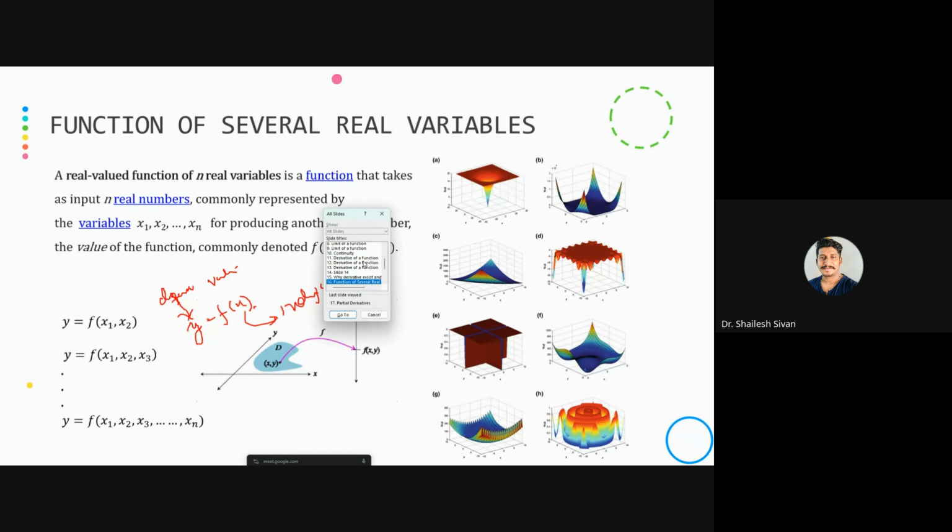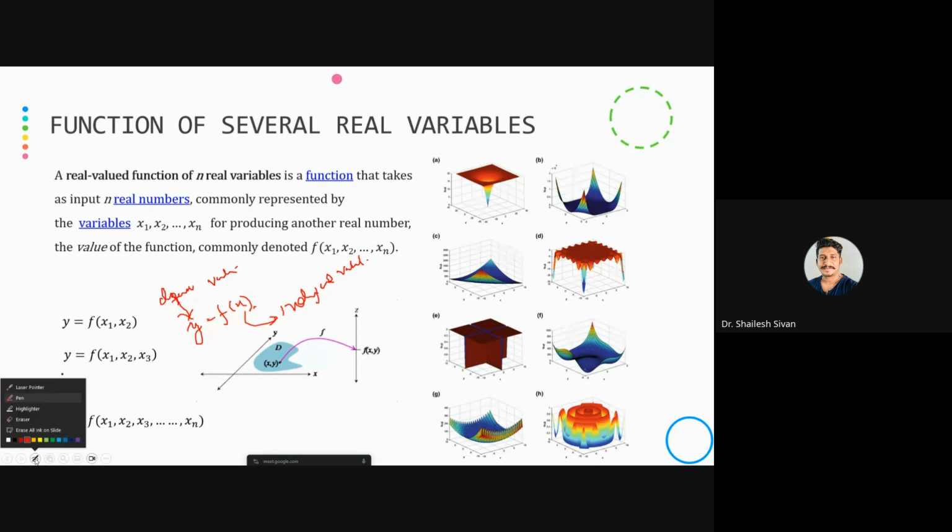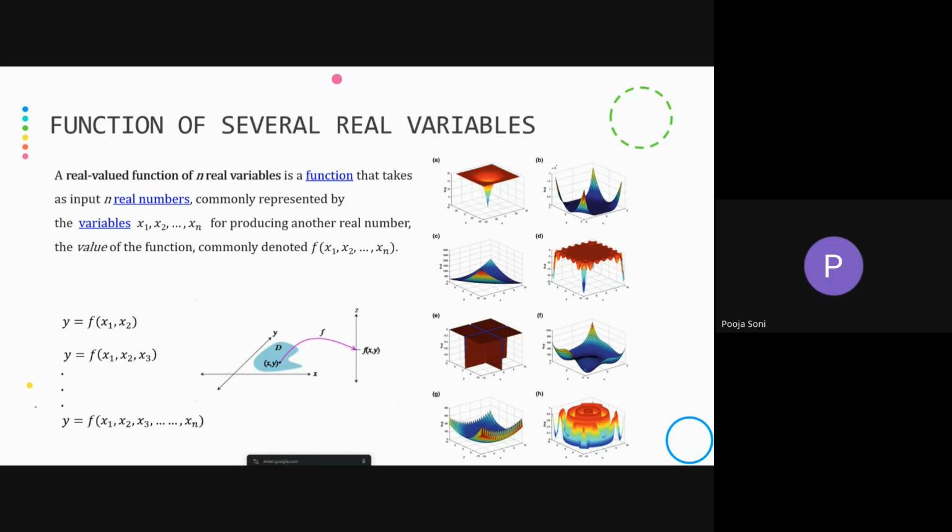This can be modeled in many real-time situations. Suppose you are thinking about predicting the mark obtained by a student for a particular subject, maths. What will be the factor that affects the mark? Any guess? Number of hours of study. Yeah, exactly. The time, right?